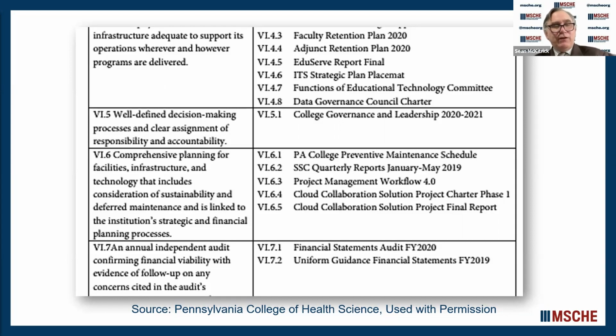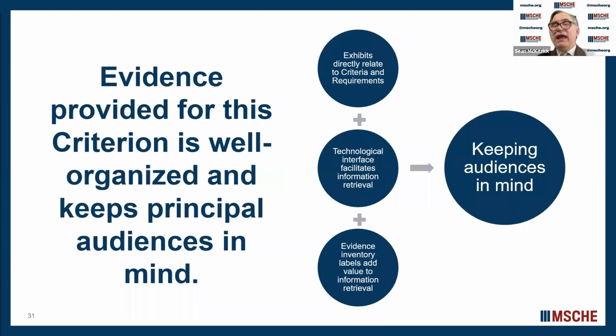Those using this evidence inventory approach can quickly understand which criterion of Standard 6, in this case, the evidence relates to and what information each element contains. And one can skim from top to bottom and sense from the beginning what kinds of information are subject to review. Not a required approach, but it worked for them. Evidence provided for this criterion is well organized and keeps principal audiences in mind.